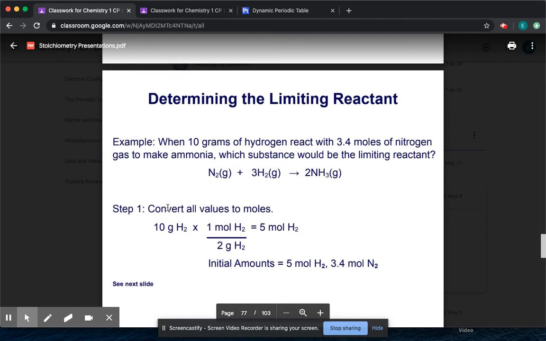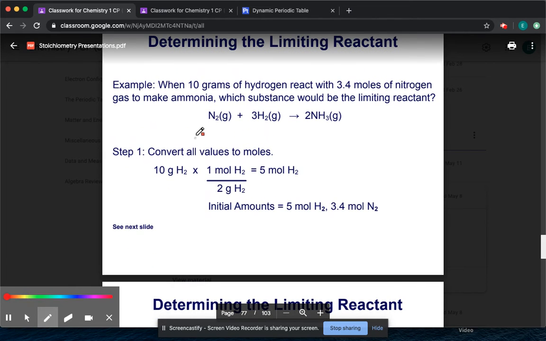And let's do an example. So here we have a chemical reaction. We have nitrogen reacting with hydrogen to make ammonia. This time, the coefficients aren't all the same number. We have a 1, we have a 3, and we have a 2. So we want to figure out which one is the limiting reactant. What are we given? We are given 10 grams of hydrogen, and we are given 3.4 moles of nitrogen. We want to know which one is the limiting reactant, okay?